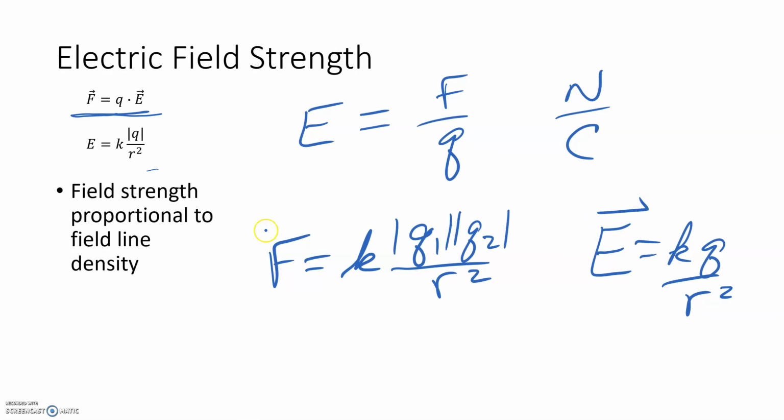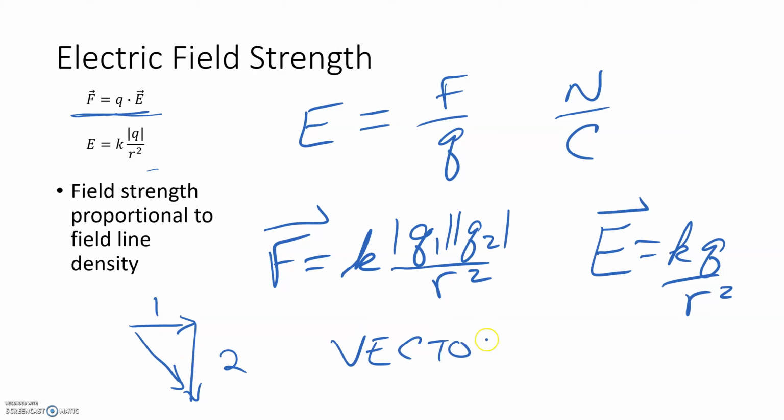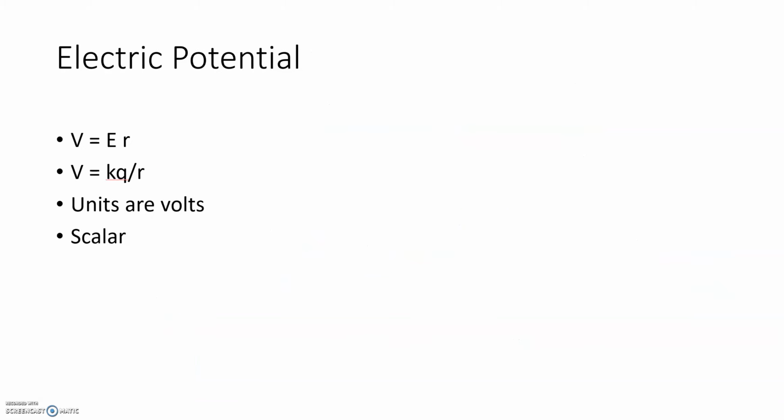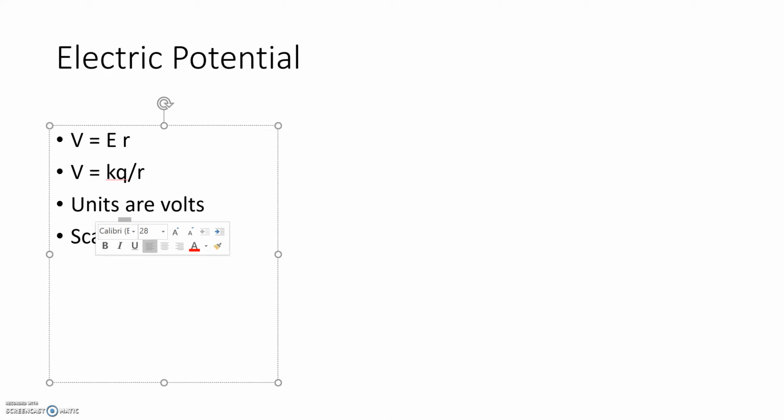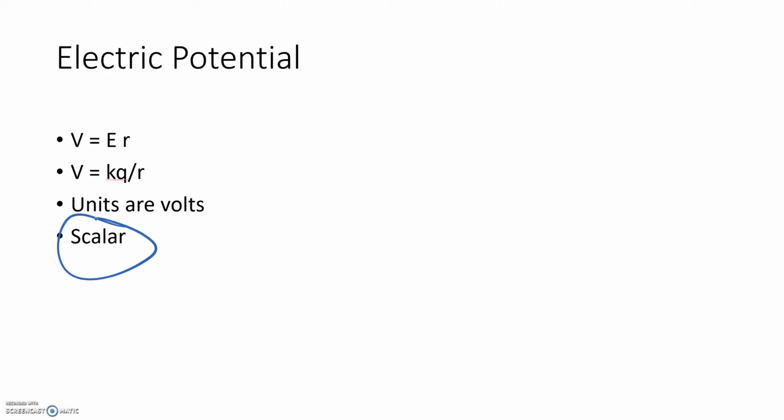Both electric field and force are vectors, and so they don't add up numerically. If I have a force of 1 in one direction and a force of 2 in a very different direction, the net force would be on the hypotenuse. Same thing with electric field. They are vectors, and they have to be added geometrically, which is why we like electrical potential, because electrical potential is a scalar. And with a scalar, 1 plus 2 equals 3, no matter what.